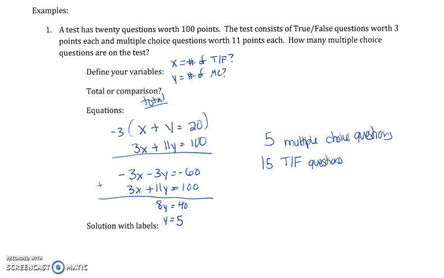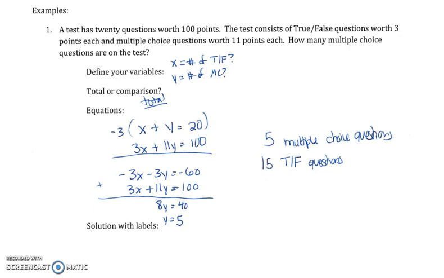Now you can do the work that we've been doing the past couple of days. You can do graphing, you can do substitution, you can do elimination. That's completely up to you what you would choose, okay? You can tell what I chose, which was elimination. I multiplied the first equation by -3 to get the x's to cancel out. Let's see, -3y plus 11y got me an 8y. And -60 plus 100 got me 40. So y equals 5. So 5 multiple choice questions.